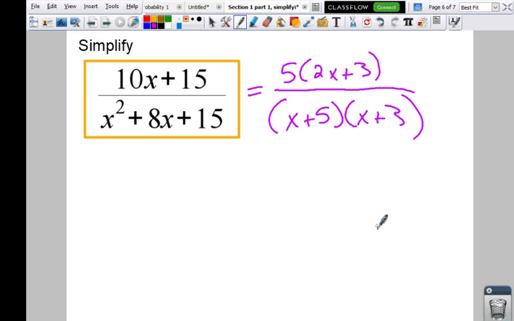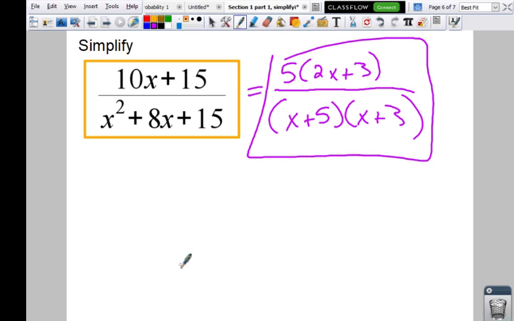Alright. What cancels out? Nothing. Hey, nothing cancels out. I messed up. I didn't put the 2. So, this 2x plus 3 is really close to x plus 3, but it's not exactly the same. Nothing cancels out. What's your final answer? You're done. Nothing else you can do. So, it doesn't always cancel out. Sometimes it's kind of weird like this.